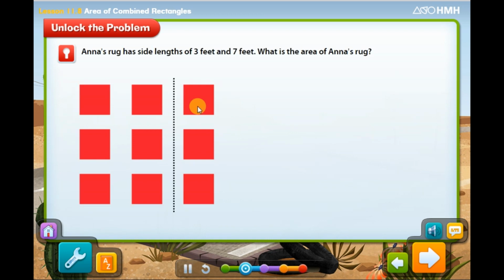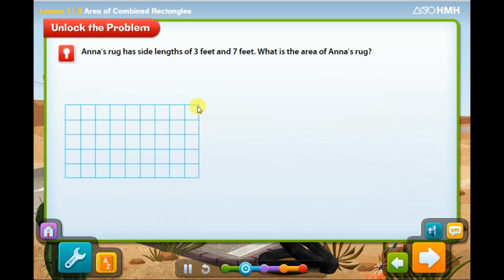So let's see how to do it. 3 times 3 is equal to 3 times 2 plus 1. This means that 3 rows times 3 tiles in each row is the same as 3 rows times 2 tiles in each row plus 3 rows times 1 tile in each row.